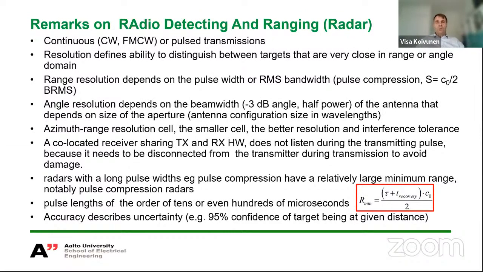Then when you talk about the accuracy of the radar, it's different from resolution. Accuracy basically gives you the probabilities that, for example, if you think of a 95% confidence interval, the target is within a certain range cell or range azimuth cell. So that's more like a statistical measure.